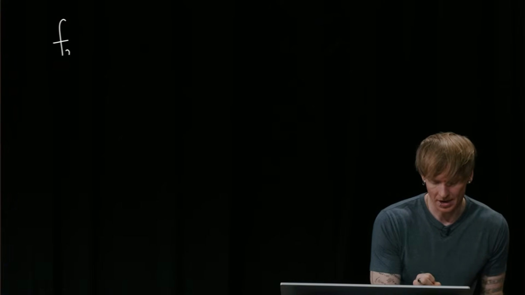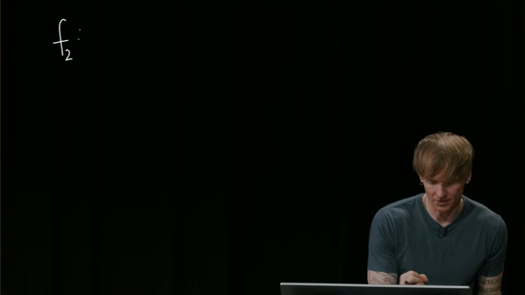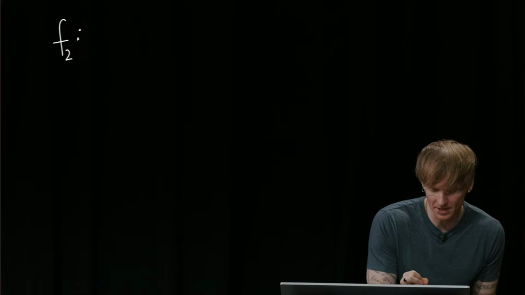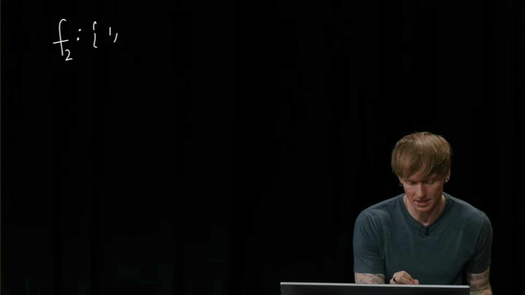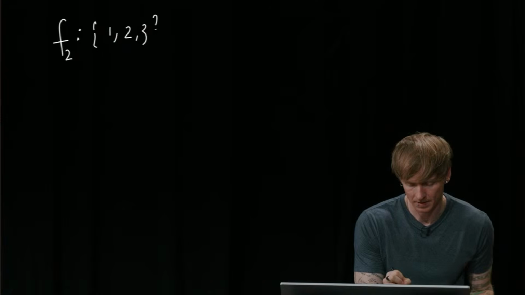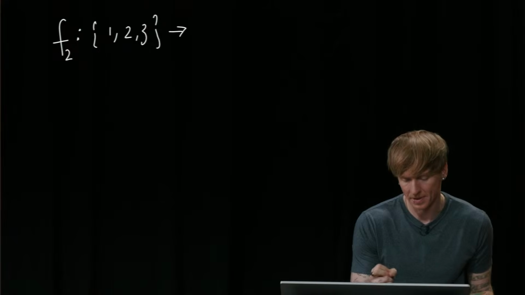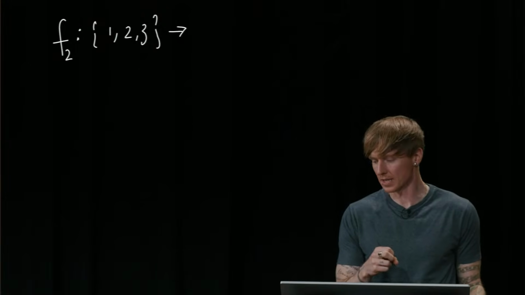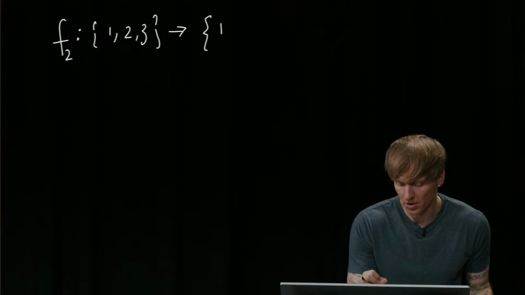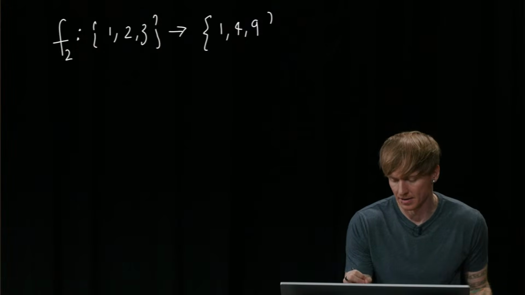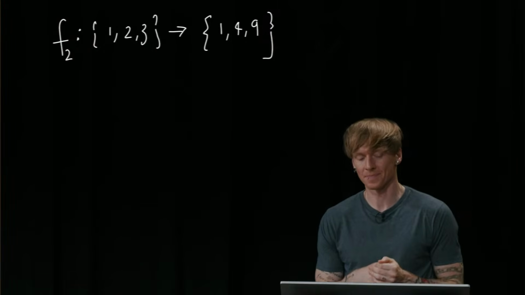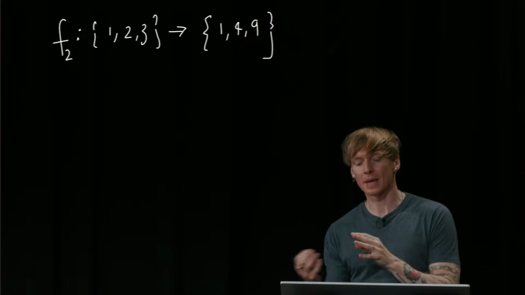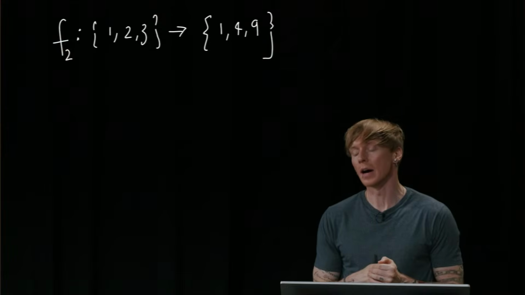OK, let's look at a second example to make sure this is really clear. So f2, let's have this one go between the same domain, so this is still 1, 2, 3. But this time, it's going to map into a different codomain: 1, 4, and 9. Now, I'm just going to pause for a moment and let you have a think to yourself what this function could be. So we've got 1, 2, and 3 mapping to 1, 4, and 9.